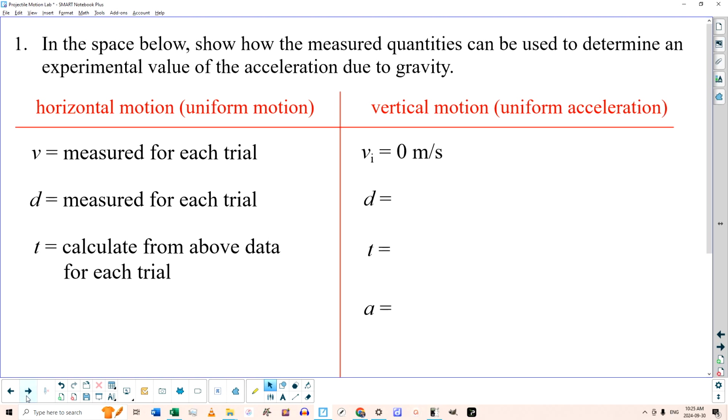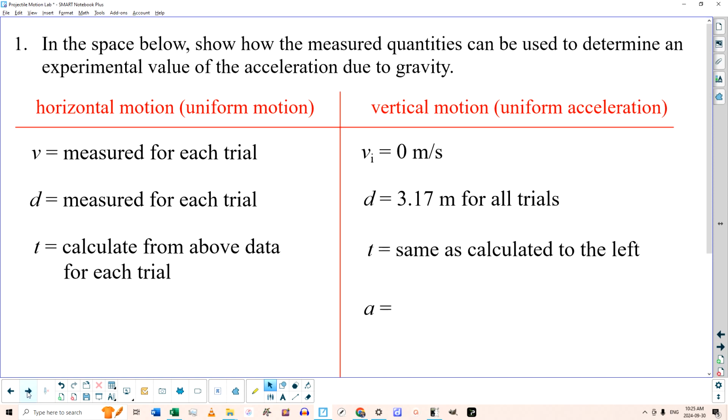VI is 0. Be very careful here. The speed that you record in the column on the left is the horizontal speed. And we've learned in class that a horizontally projected object initially is not moving up or down because it's projected horizontally. So its vertical velocity at that point is 0. It's going to travel 3.17 meters towards the floor for all trials. I had previously measured that. The time is going to be whatever time we have on the left-hand side of this chart.